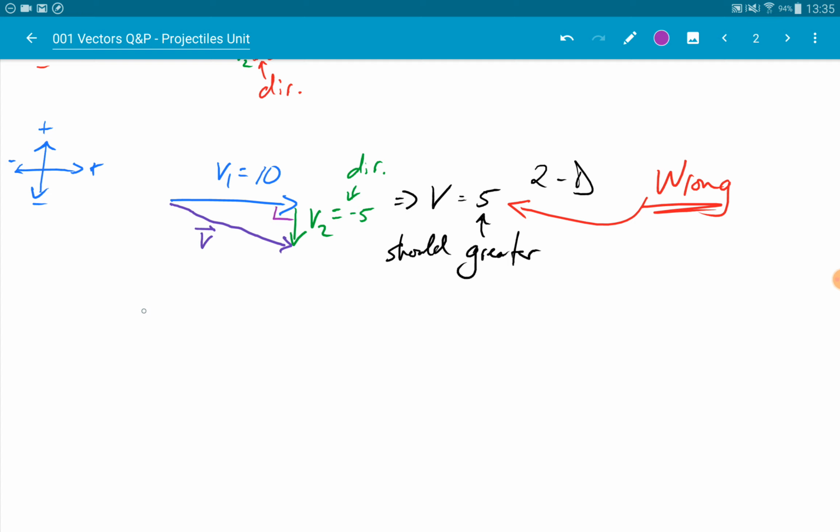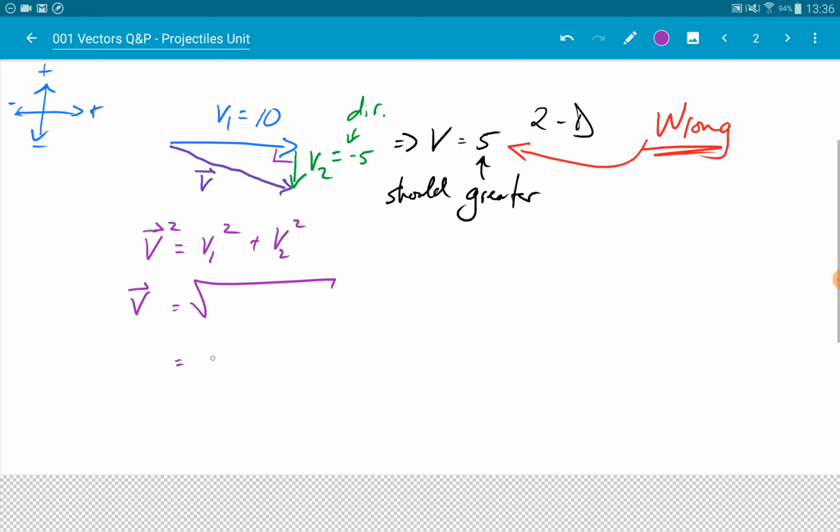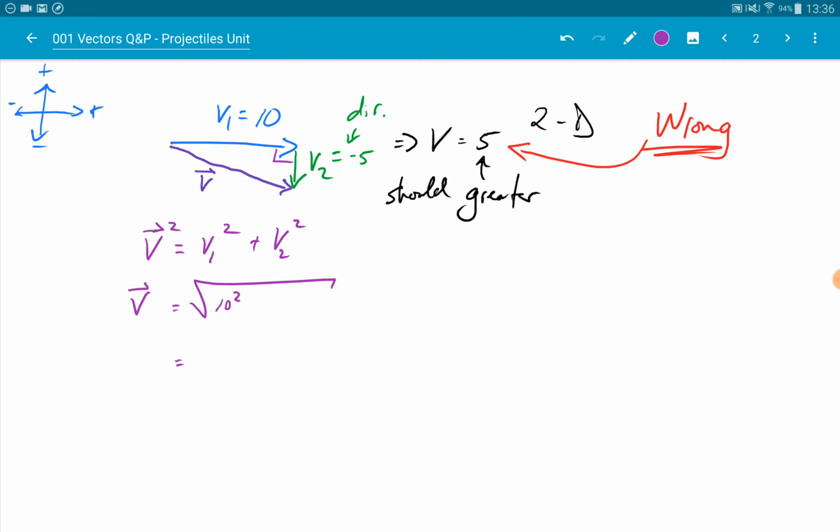And now I can go solve this. I can use the Pythagorean theorem: V squared, the resultant vector there, is going to be the original bit plus the other original bit, the squares of those guys. And so V, my resultant vector, is just the square root of all of that stuff. So I'm going to get 10 squared plus my negative 5, but I'm squaring that, so it'll become positive anyways. And so I get 100 plus 25, and so I'm going to have root of 125.